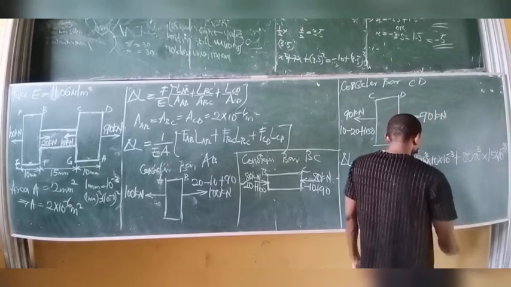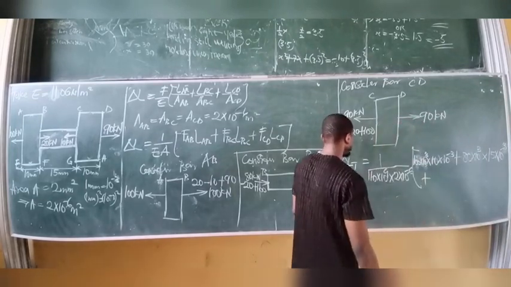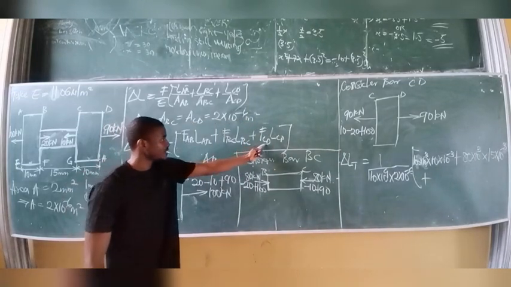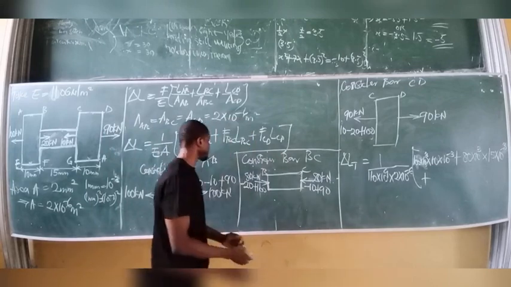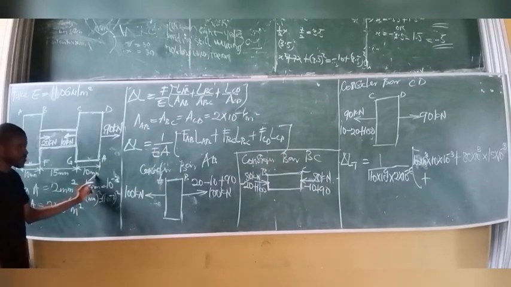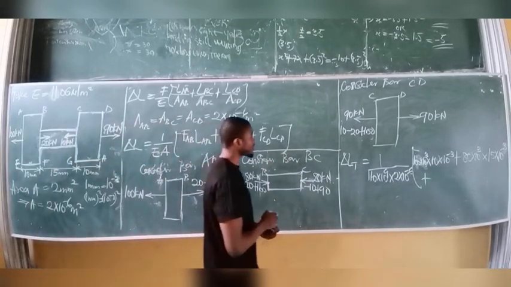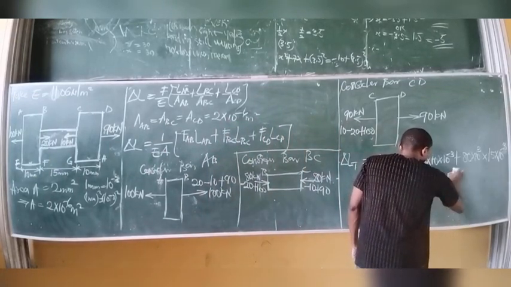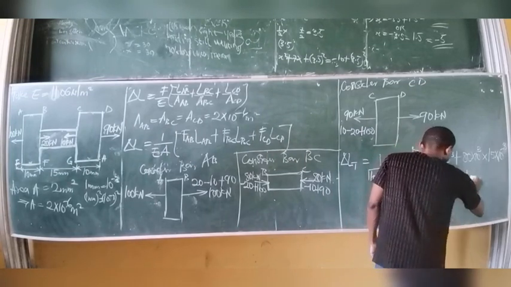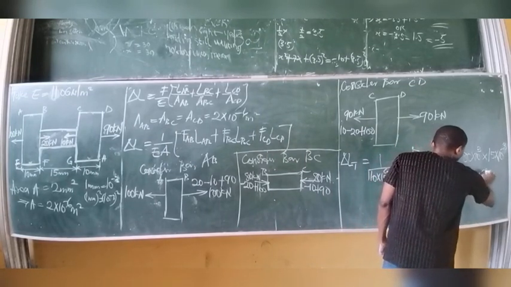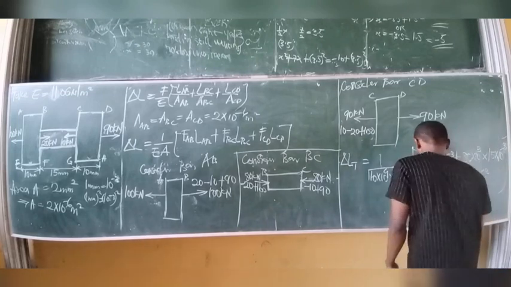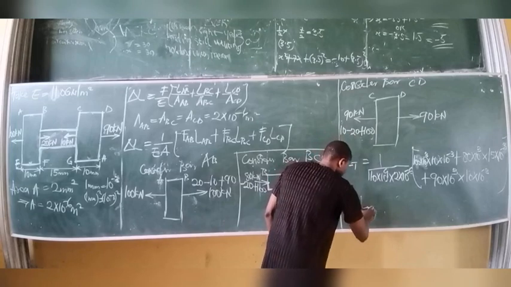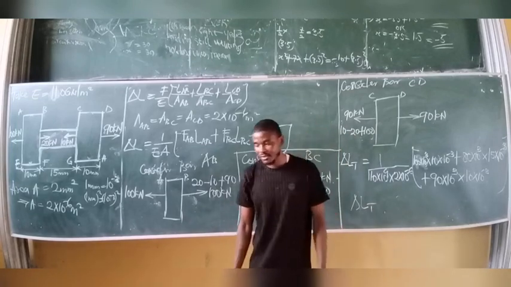And finally, plus the last load CD times length CD. The length of CD is 10 millimeters. So you simply have here load CD is 90 kilonewtons, so 90 by 10 to the power of 3. The length is 10 times 10 to the power of minus 3. Whatever you obtain here becomes divided by this whole value. That simply gives you the total change. It's as simple as that.